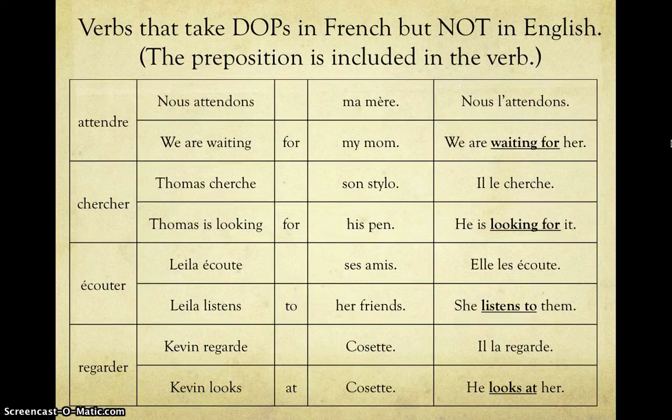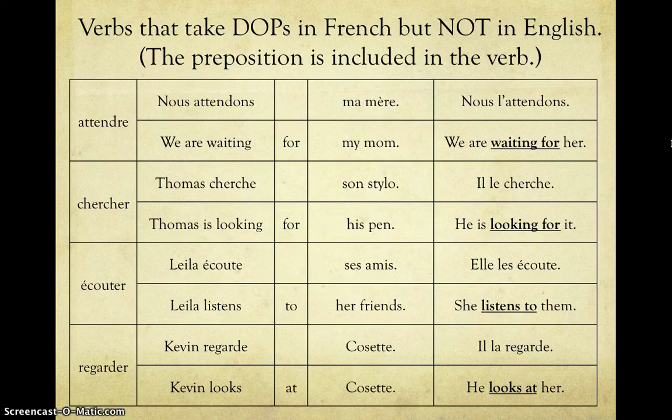On the opposite side, though, there are some verbs that take DOPs in French, but not in English. So what that means is that the preposition is included in the verb. So, for example, nous attendons ma mère becomes nous l'attendons, even though in English we say we are waiting for my mom. So that for and that to and that at are included in the definition of the verb, and that's the best way to memorize it.